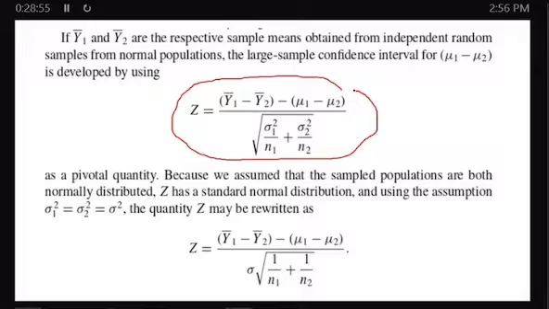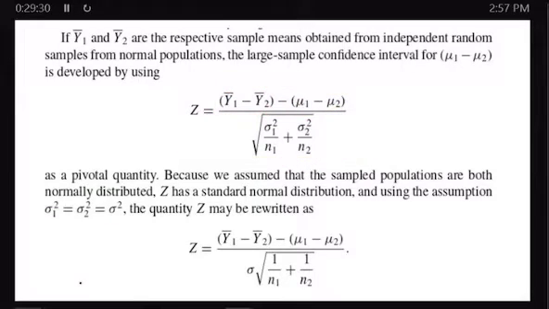You remember when I say pivotal quantity here, you're going to see the difference between the sample mean difference and the population mean difference, divided by the standard deviation of the difference. We've done that before. Why is it Z? Z for large sample. But let me tell you this, we have so many assumptions. We're working with two populations.